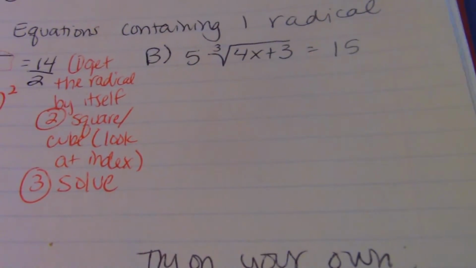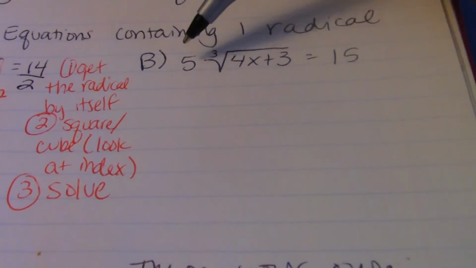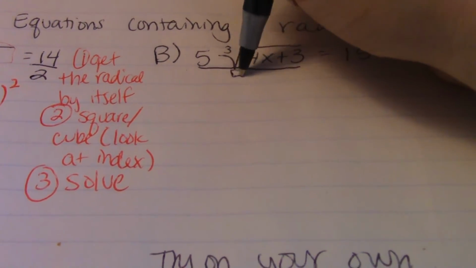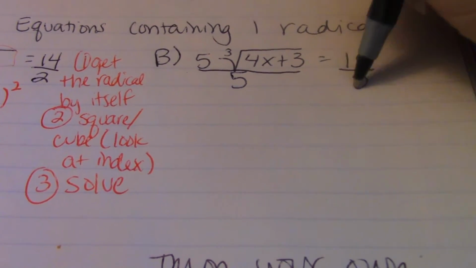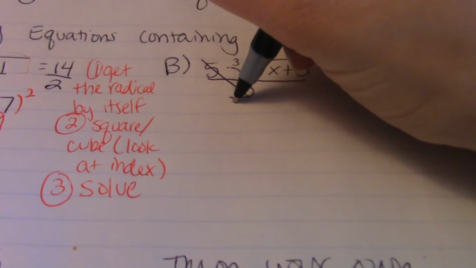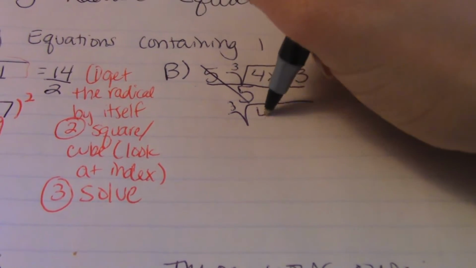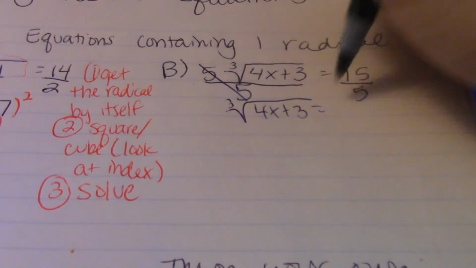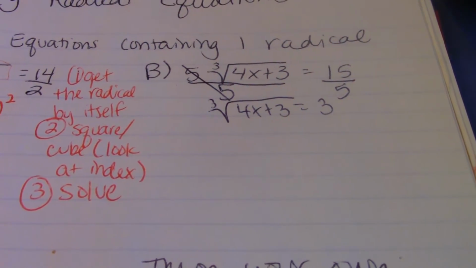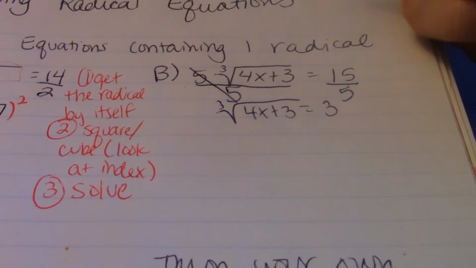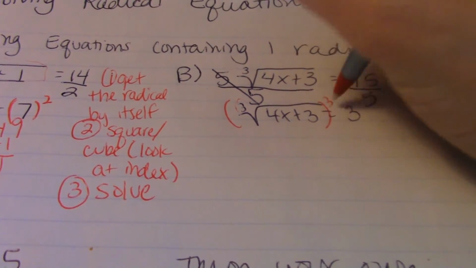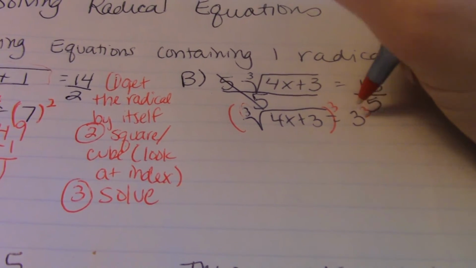B is the same thing. We need to get the radical by itself, so that is 5 times that. So the opposite of times is a divide. So these cancel. That is the cube root of 4x plus 3 equals 15 divided by 5, which is 3. So we've got it all by itself. So step 2 is to take whatever this number is and put it here. So that's a cube this time.